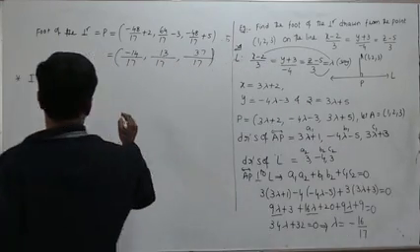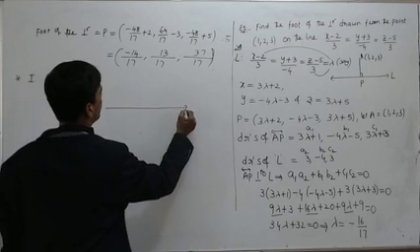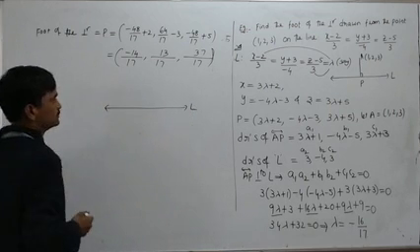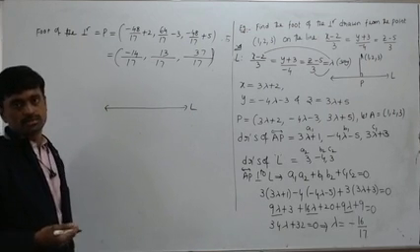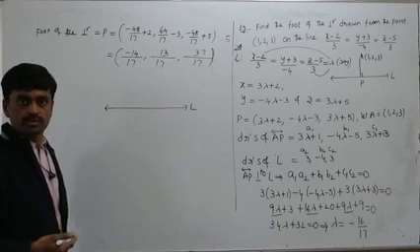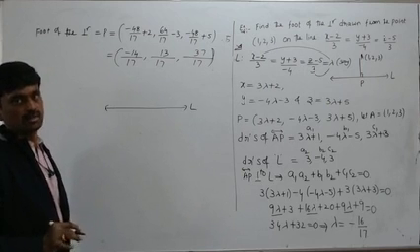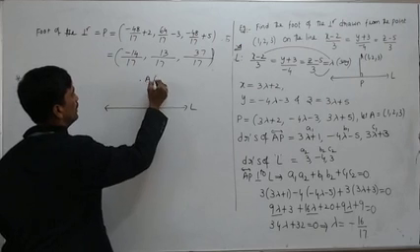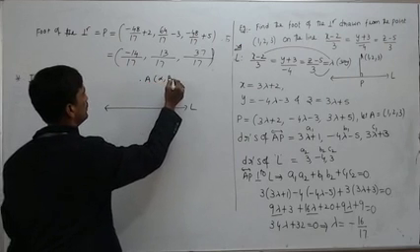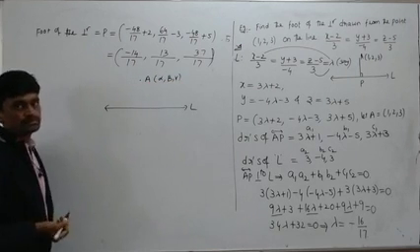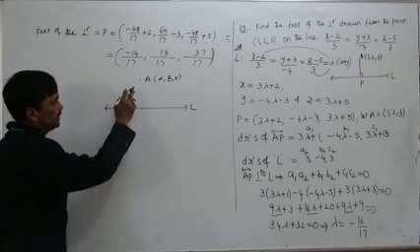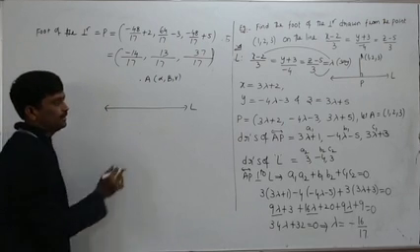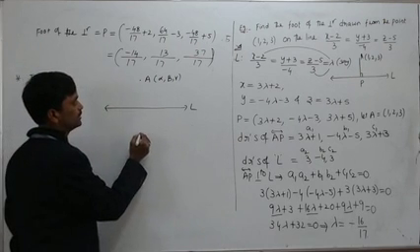Suppose the given line is L, whose equation is (x minus x1) by a is equal to (y minus y1) by b is equal to (z minus z1) by c. Let the given point be A, whose coordinates are alpha, beta, gamma. The reflection of A, or the image of A with respect to line L, should be placed here. Am I correct?